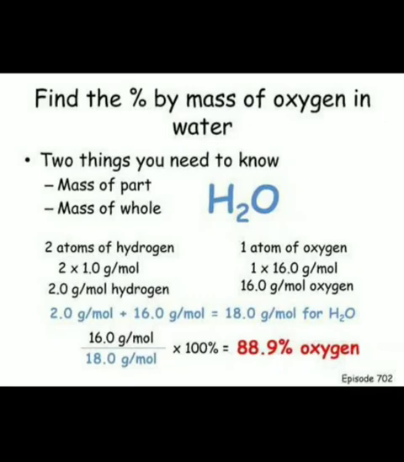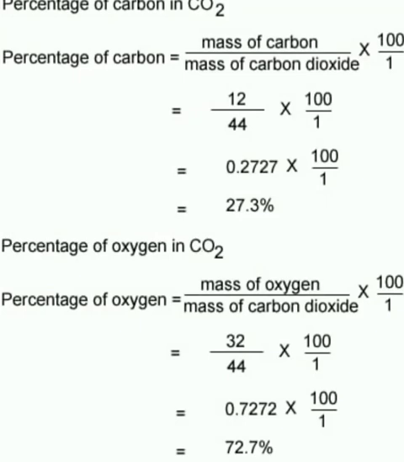Now the question is: what is the percentage of oxygen in water? The formula is mass of an element divided by mass of compound, into 100. Here the mass of the element is 16, so 16 divided by 18 into 100 equals 88.9%. That means there is 88.9% of oxygen in water. Clear?